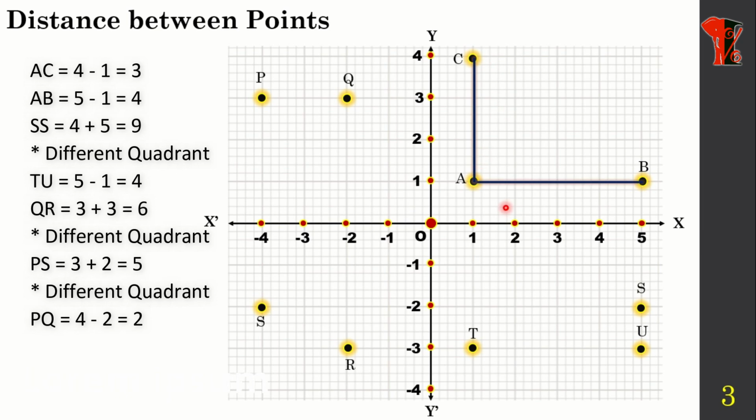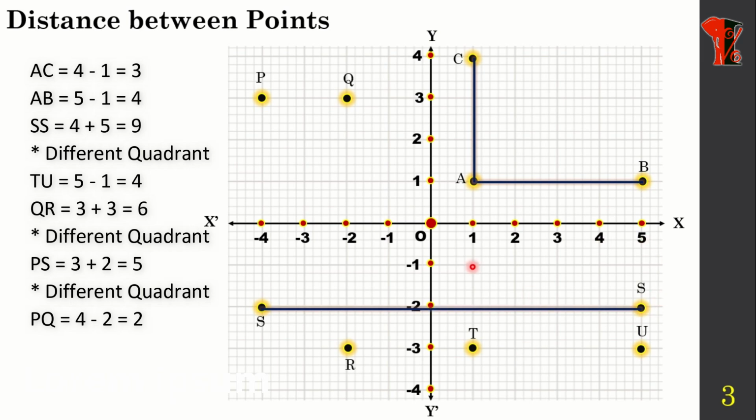The second line is this. You can see the coordinates of this point are 1 comma 1 and this is 5 comma 1. Or you take the x-axis here, it starts from 1 centimeter and ends at 5 centimeter, or we can say 1 unit to 5 units. So if I want to find the distance between A and B, it is 5 minus 1, that means 4 centimeters. You can see 1 centimeter plus 1 centimeter plus 1 centimeter plus 1 centimeter gives you 4 centimeters, or 1 unit plus 1 unit plus 1 unit plus 1 unit gives you 4 units.